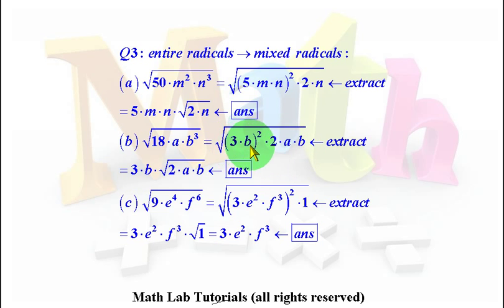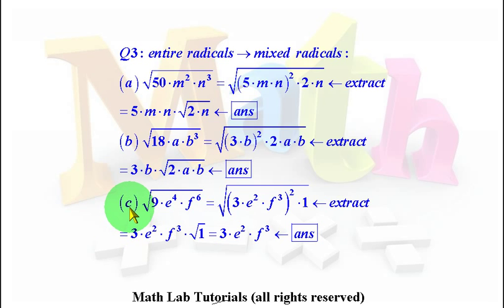And of course, 3b squared is a perfect square, so we can extract it from this square root. And we get 3b times the square root of 2ab. Recall that 2ab is the bad guy, and he is inside the jail and cannot come out.